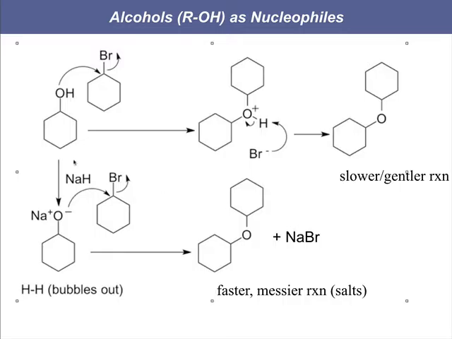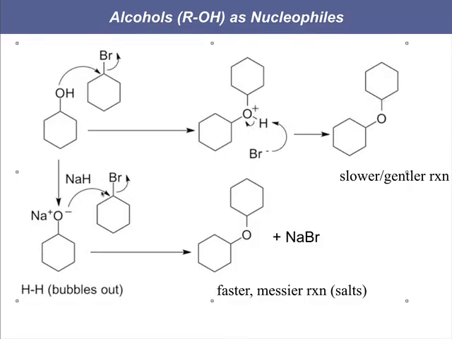So these two pathways, the top pathway is a slower, gentler reaction. We have a weaker nucleophile, and so the reaction will proceed slower with less exothermic character. We also end up with HBr, which is covalent. We do not get ionic byproducts in this top pathway.